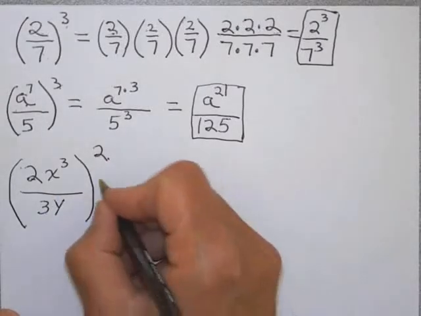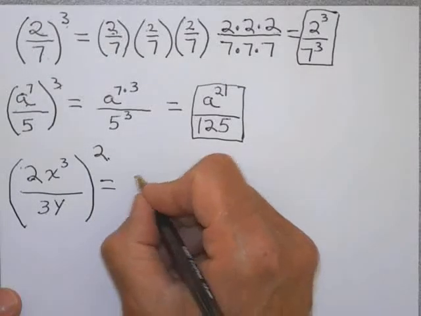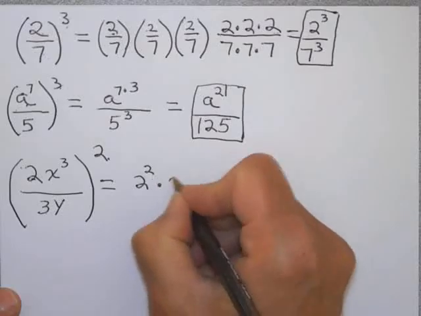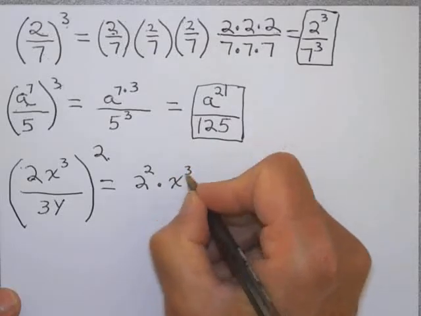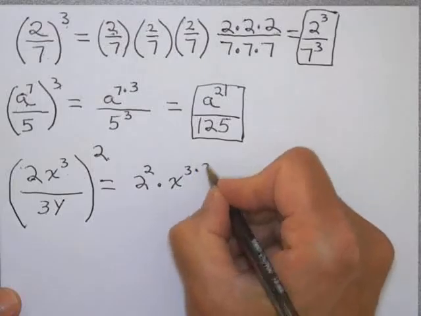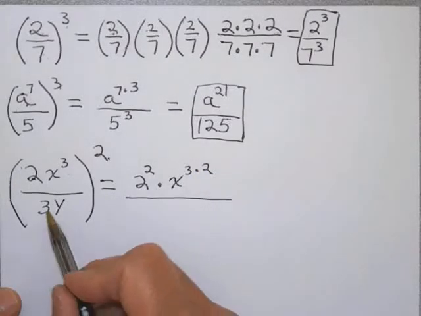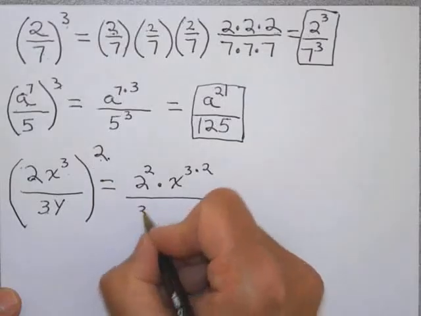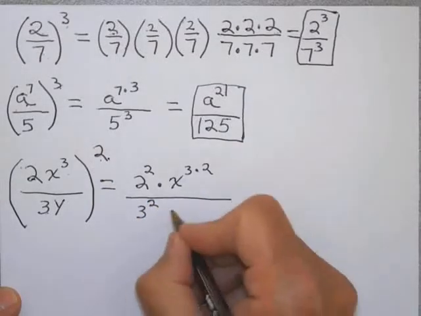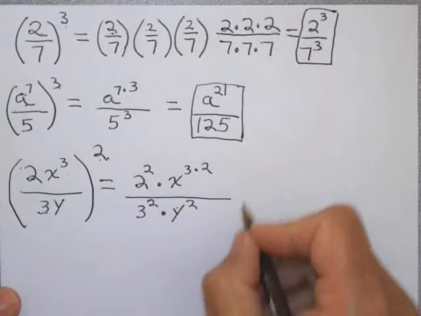All right, I'm going to write this out. I'm going to expand it so that you can see it. This means I'm going to have 2 to the second power in my numerator multiplied by x to the third power, and I'm raising x to the third power to the second power. So I have to have 3 multiplied by 2. And for my denominator, I'm going to raise 3 to the second power, and multiply that by y to the second power.